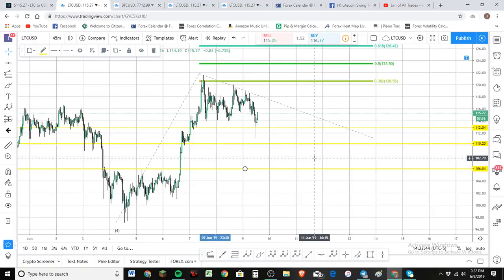I'll try to signal that pullback on Facebook as well if I'm able to see it, because I'm going to be looking for my entry. So I'll signal it there.